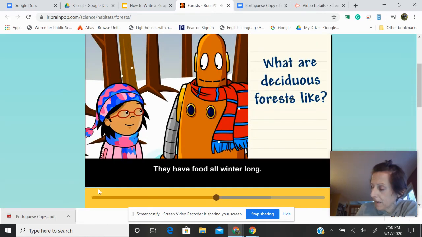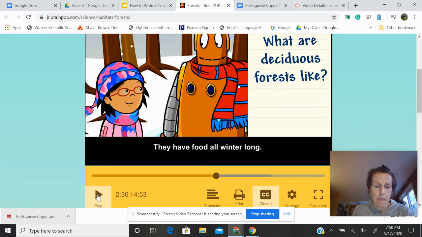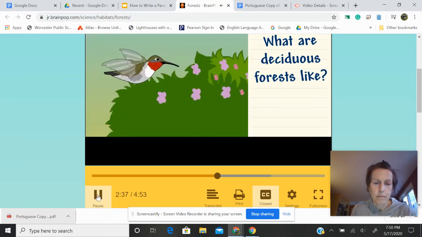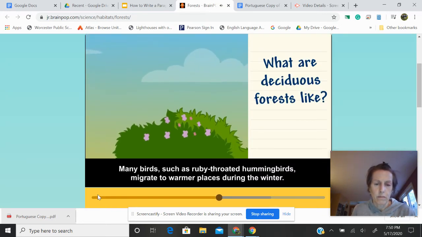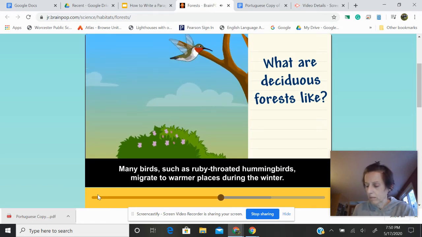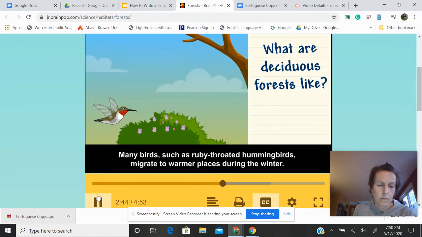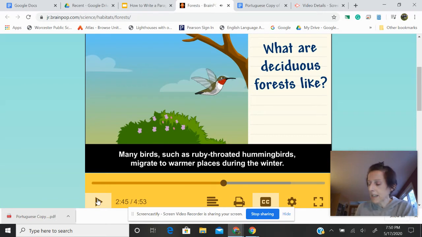So I'm going to write down that beavers collect food in warm weather and that they have food all winter long. Okay, I'm going to stop there.